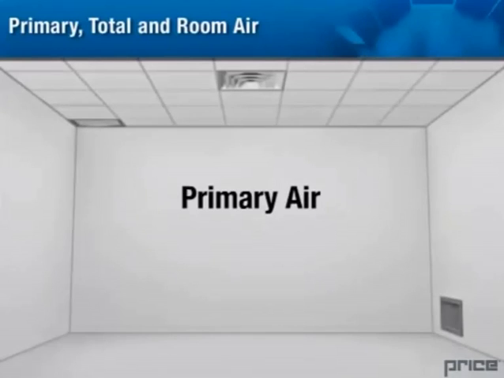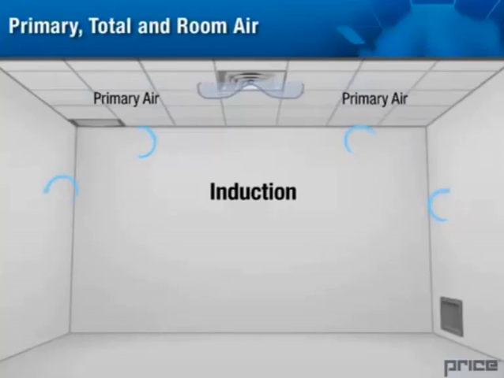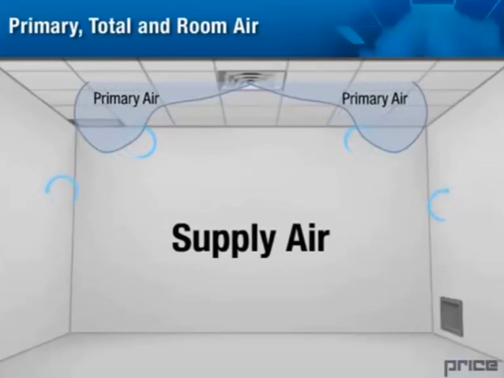Primary air, total air, and room air. Primary air is the conditioned supply air being discharged from the diffuser. The primary air is typically moving at high velocities with high turbulence. This action causes induction, which mixes the primary air stream with the room air. Primary air is also referred to as supply air.